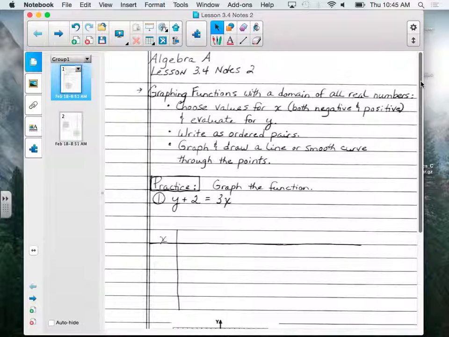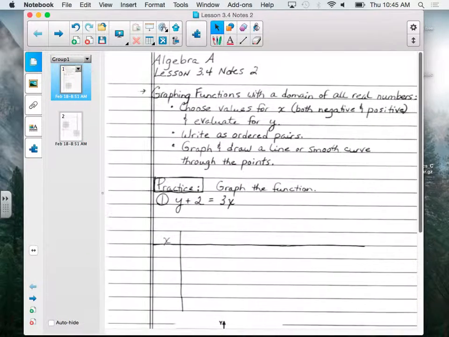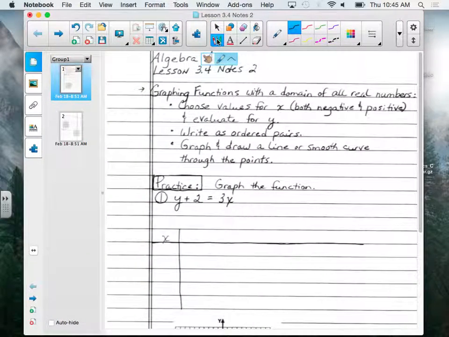So when you're graphing functions for all real numbers, you choose values for x, both negative and positive. That's very important. You need good values that are negative or positive, and you evaluate for y. After that, you write them as ordered pairs, just like we did yesterday. You graph the points, and then you connect them with a line, or a smooth curve if it's a parabola.